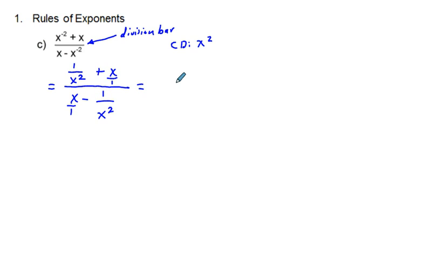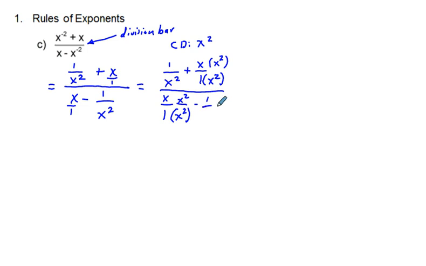And so just working to the right, we have in the numerator 1 over x squared, and then we have plus x. Now what do we have to multiply by the denominator to get x squared? We have to multiply by x squared. And likewise, we have to multiply our numerator by x squared. And so now we go down to the denominator. We have x over 1. What do we have to multiply by? Denominator x squared, and likewise the numerator x squared. Then we have minus 1 over x squared.